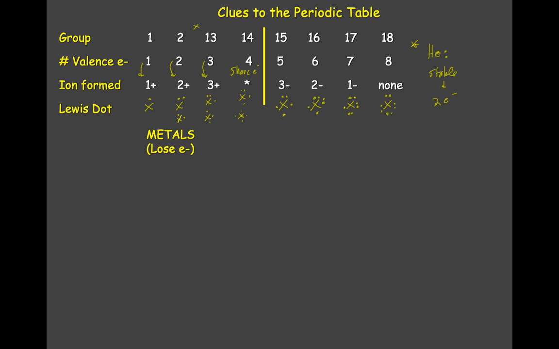Just to review it up, remember metals are always going to lose. Non-metals are always going to gain. You're most likely to lose to the lower left, and you're most likely to gain to the upper right. So that's really some ideas about when we go forward to bonding.